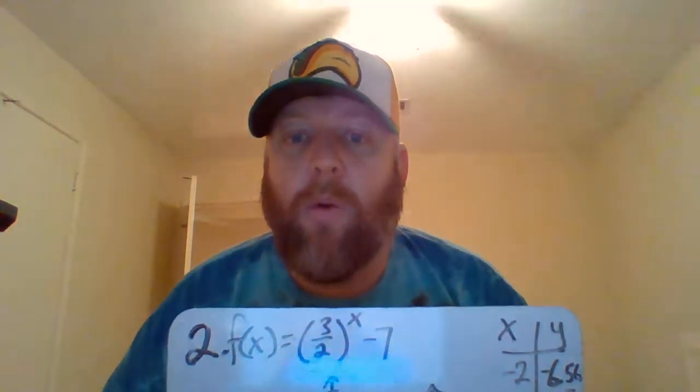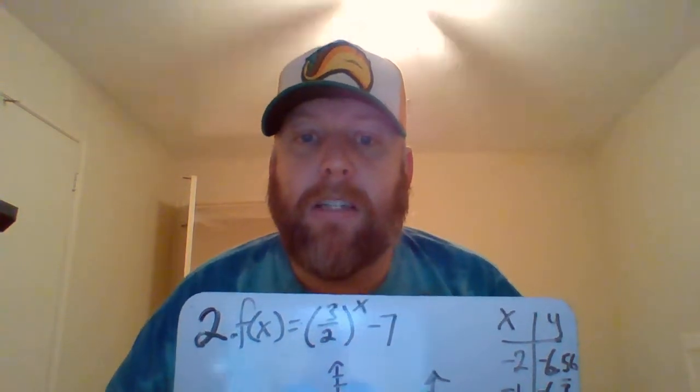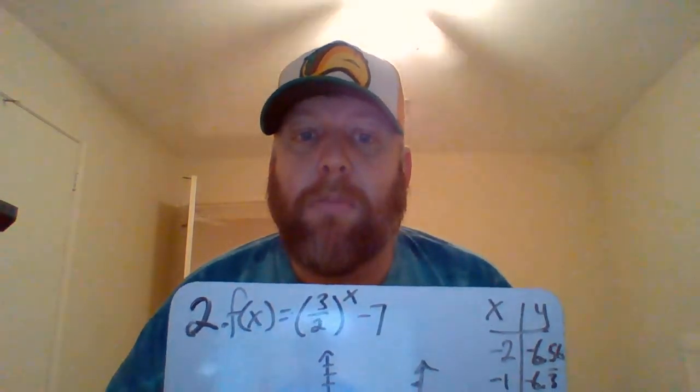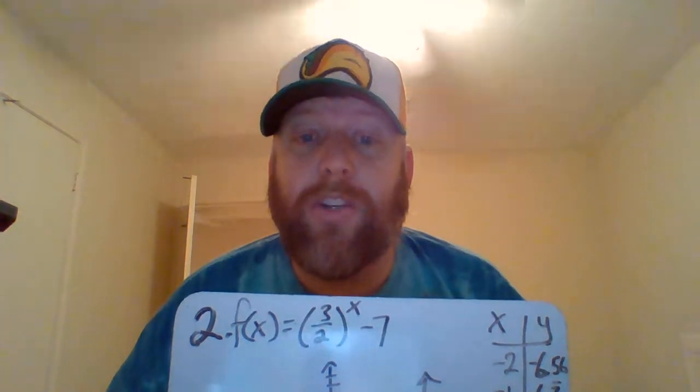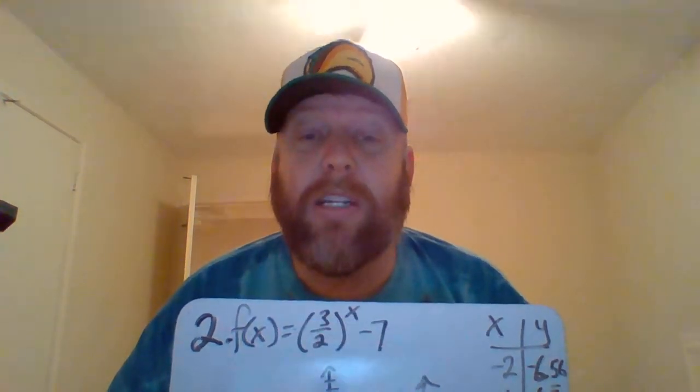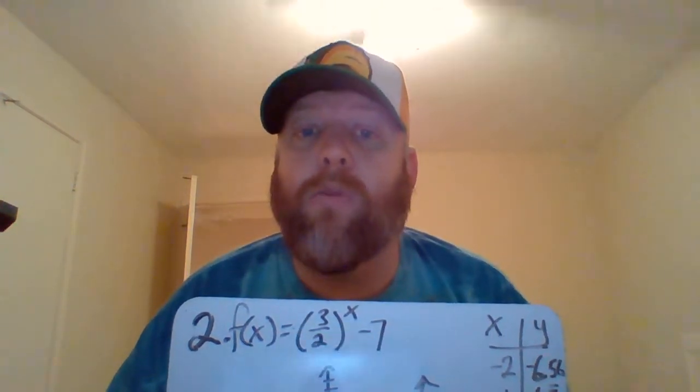Number 2 is a little bit different, not a whole lot though. The equation is f of x is equal to 3/2 to the power of x minus 7. The only thing that really changed here is our C. We now have a C value. A is still a positive 1.